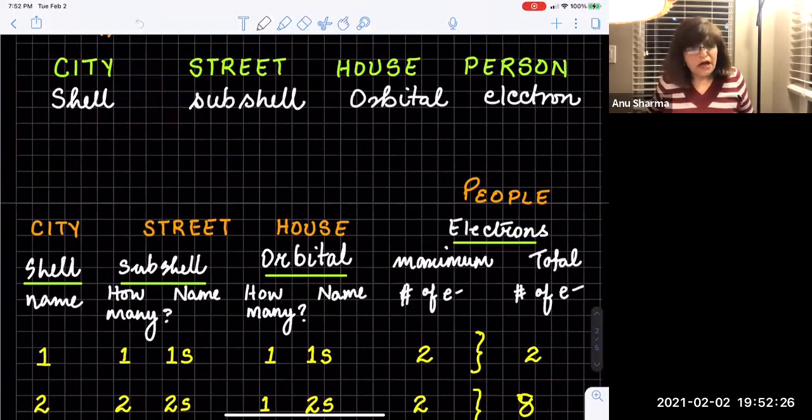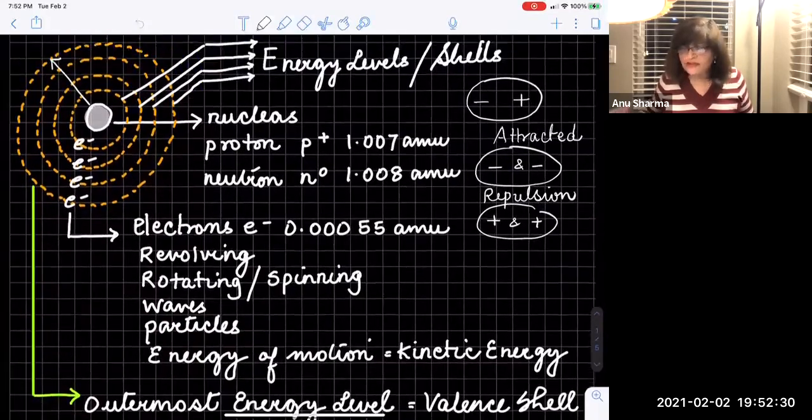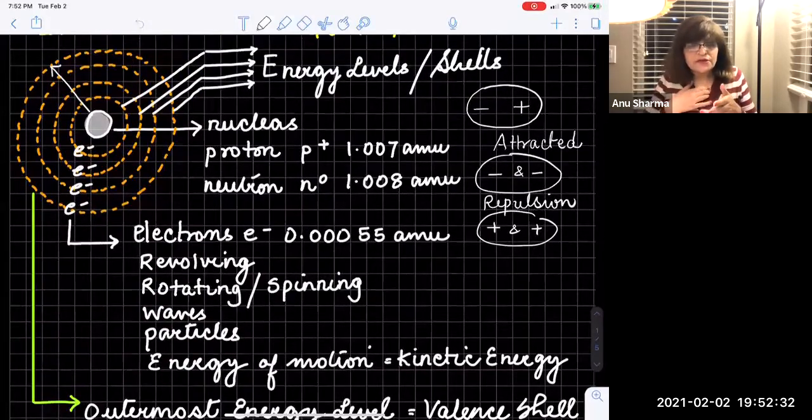Okay, so now the question is: we want to place these electrons in an order around the nucleus, and we understand that they belong to a certain energy level, but how do you locate that electron and how do you place it?